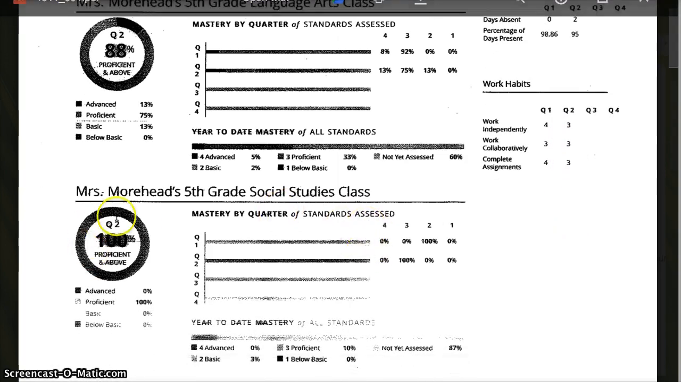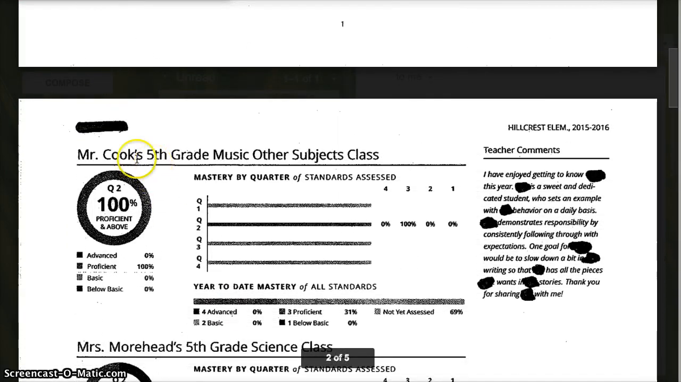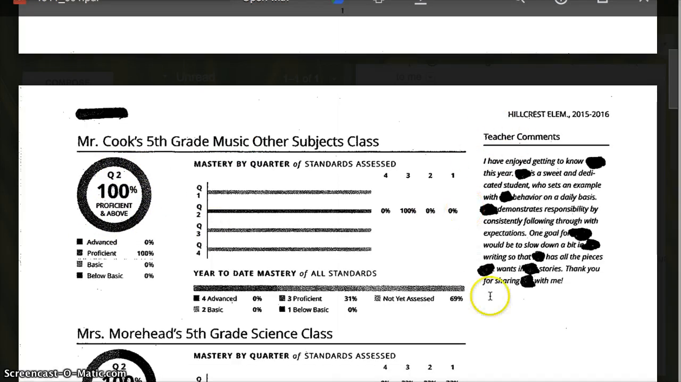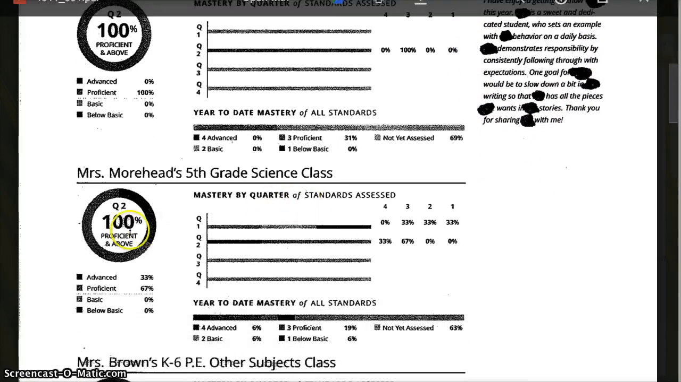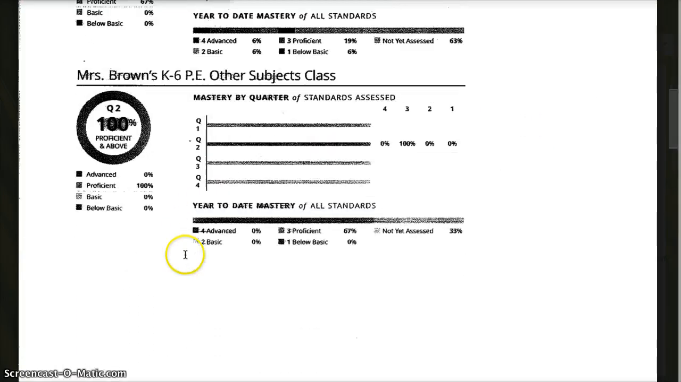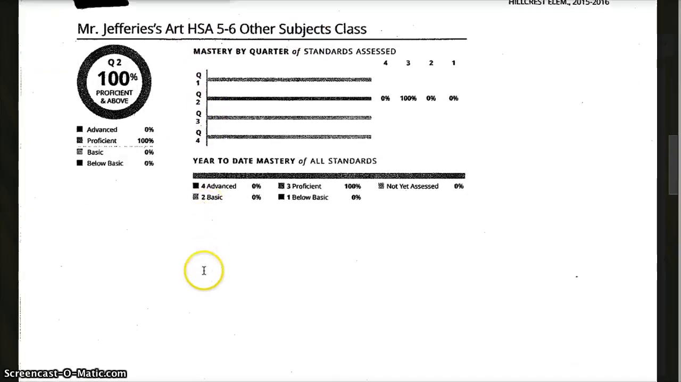Social studies standards are at the proficient and above level. And moving on to the next page, you also have your special class grades. So this is different than first quarter. Up here it says Mr. Cook's name, so he teaches music and band, and so this student is at 100% proficient in music and band. And these are the only place that you will find comments that I have made for the student. And these will be different for every person, so make sure you make note of that. They're kind of hidden on the second page. In science, here is the score. There's a grade for PE, and then on the last page is art for Mr. Jeffries. So if you have questions about those special class grades, you can ask those teachers.